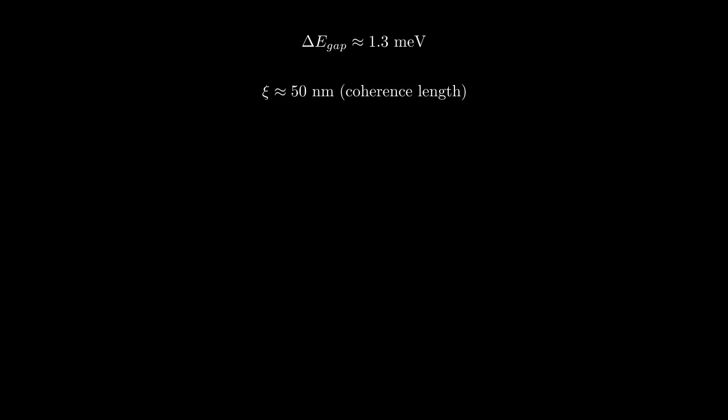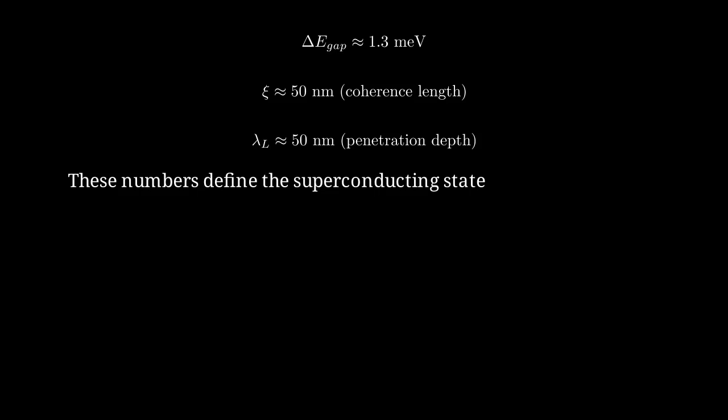Let me give you a quantitative summary of the key numbers from this discovery. Critical temperature, 4.15 Kelvin for mercury. Resistance drop, more than 5 orders of magnitude. Energy gap, approximately 1.3 millielectron volts. Coherence length, approximately 50 nanometers, the size of a Cooper pair. London penetration depth, approximately 50 nanometers, the distance magnetic fields can penetrate. These characteristic length scales and energy scales completely define the superconducting state and determine its properties.